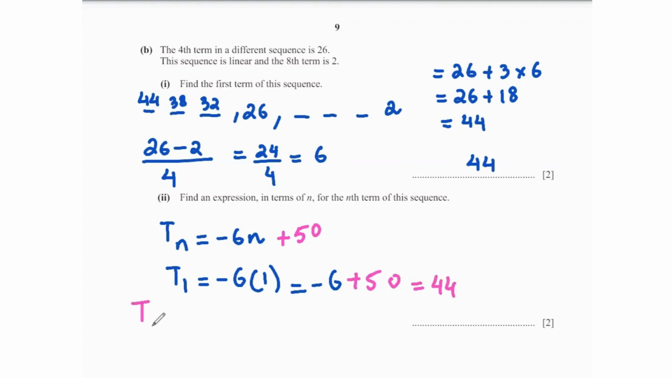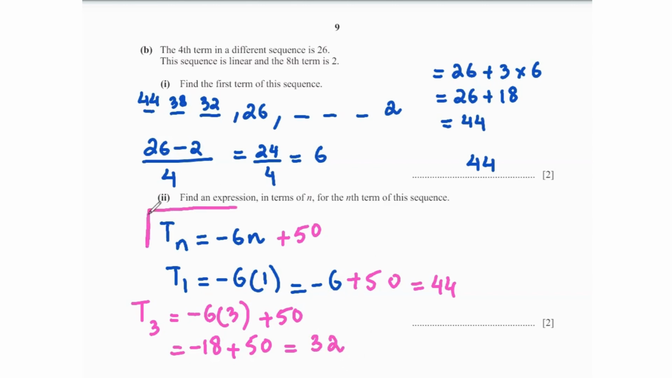So if we use tn equals negative 6n plus 50 for, let's say, the third term, that's going to be negative 6 times 3 plus 50, which is negative 18 plus 50. And that's going to give us 32. Hence, your nth term for this sequence is negative 6n plus 50.